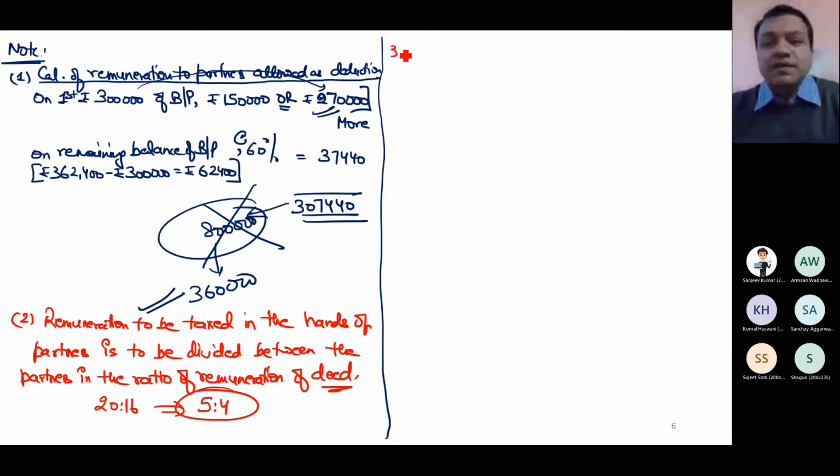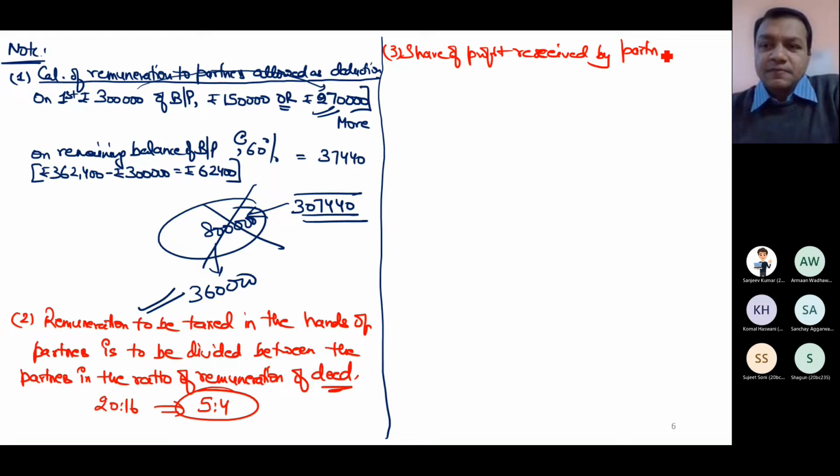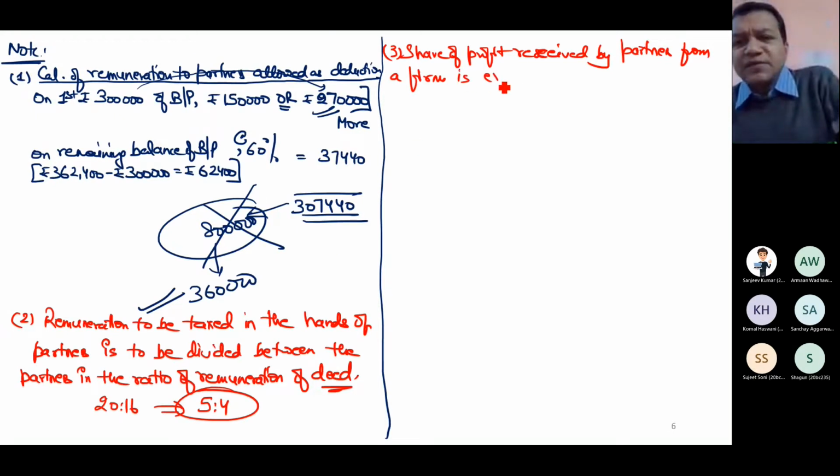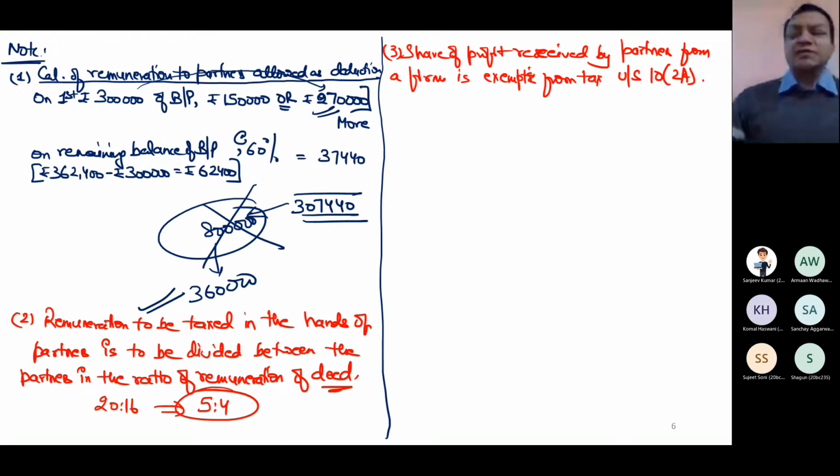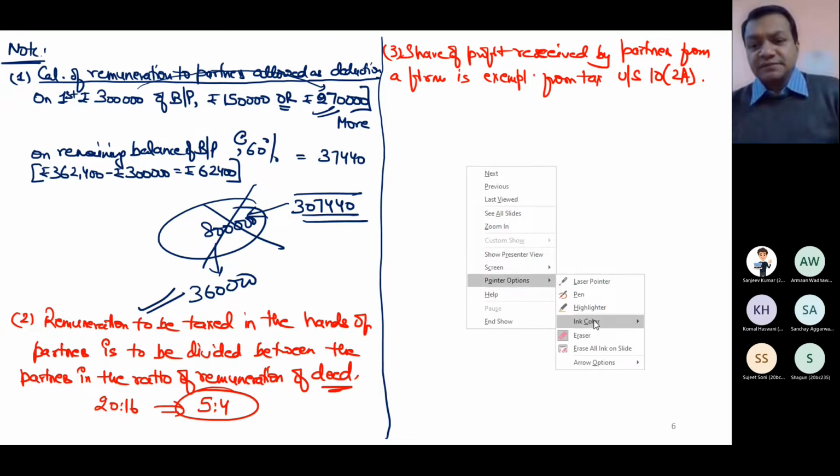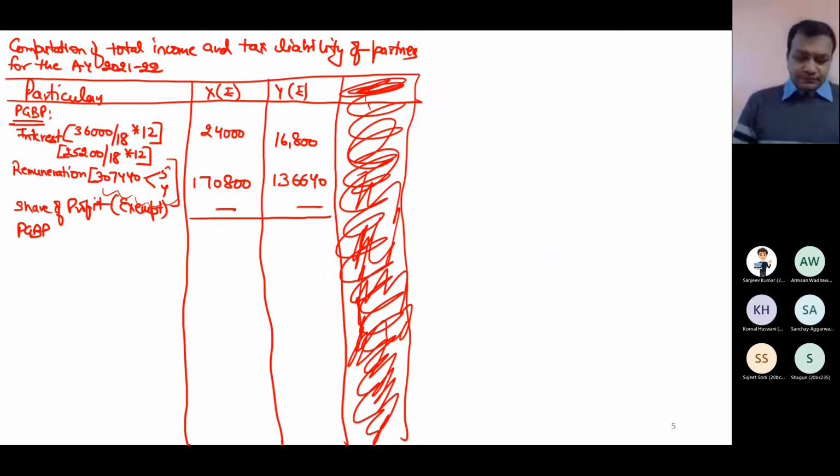So you must remember that share of profit received by partners from a partnership firm is exempt from tax under section 10 clause 2A. Under section 10(2A), share of profit received by partners from a firm is exempt from tax. Just to avoid a double taxation situation, it has been exempted. So one head is over, PGBP. Total is 194,800.